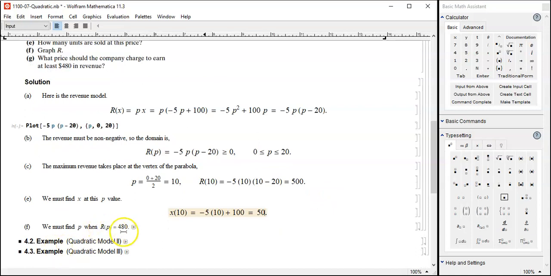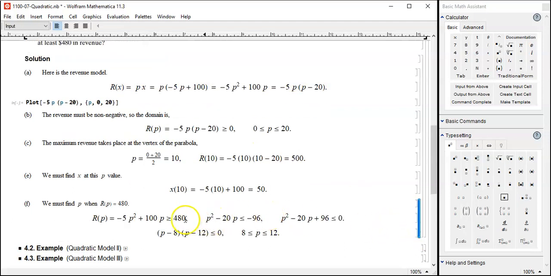Okay, finally, r of p is 400, find p. So this is r of p, and set it equal to 400. Set this one equal to 400, and that's going to become a quadratic equation, and you can solve for p. So here we go.